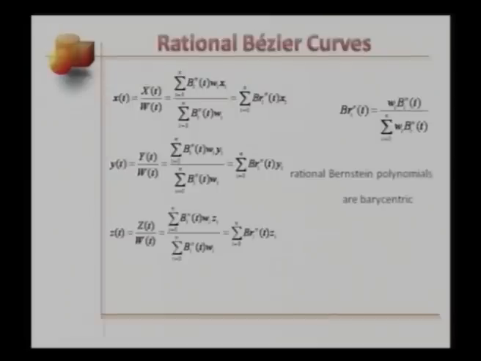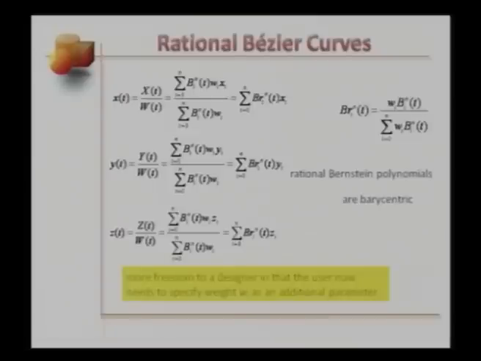The second aspect of being barycentric is that no matter what t is, the rational Bernstein polynomials will always sum to 1. And that is something that you can easily observe. Try to add all these terms together. When you're done adding, what you would notice is the numerator is the same as the denominator. They would cancel out and the result will be 1.